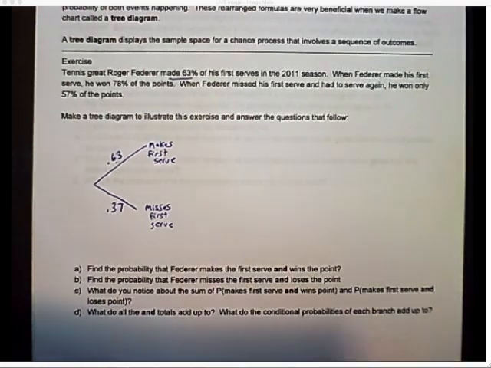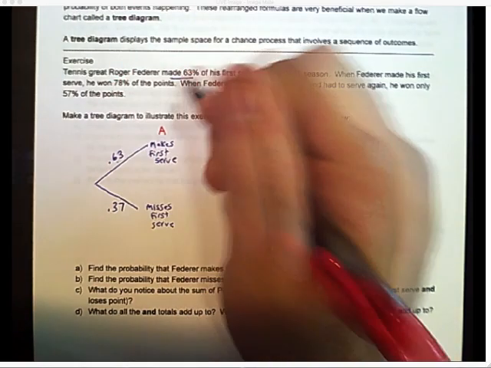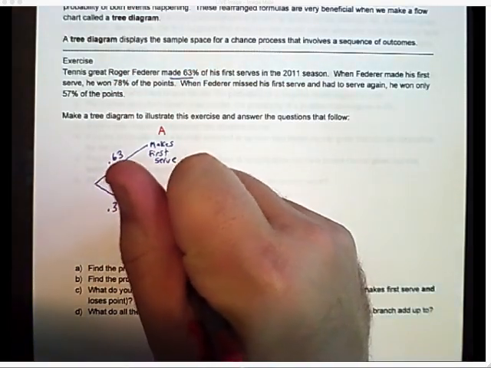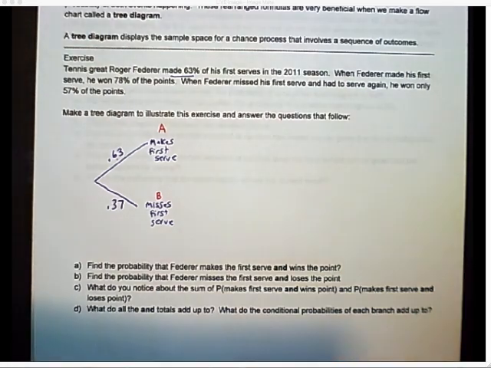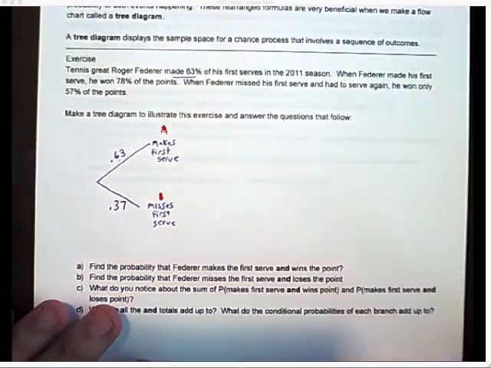Now, you could call this event A and this event B if you wanted. That's really not good to think like that. Don't think about A's and B's because it's just going to confuse you.